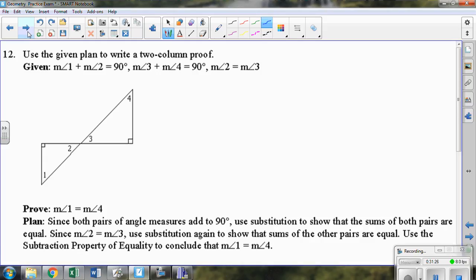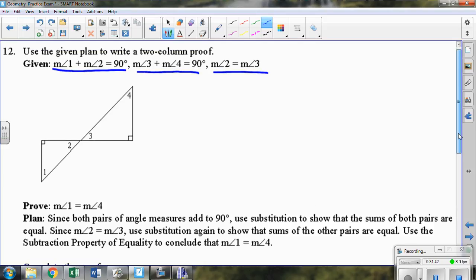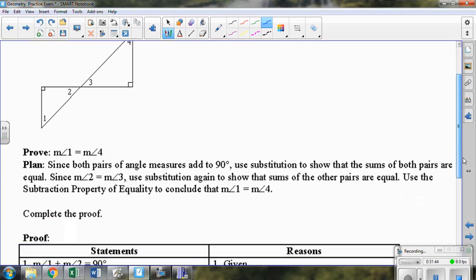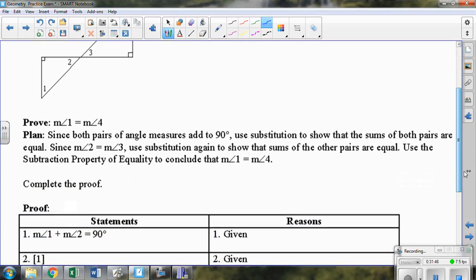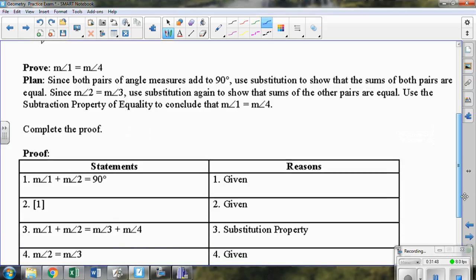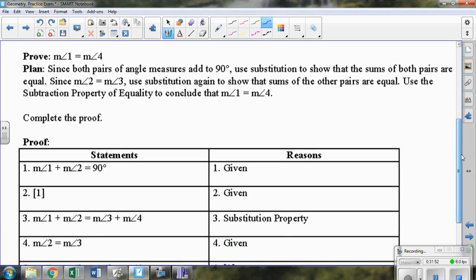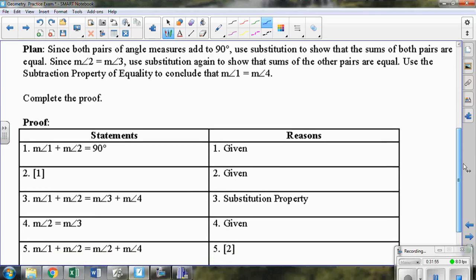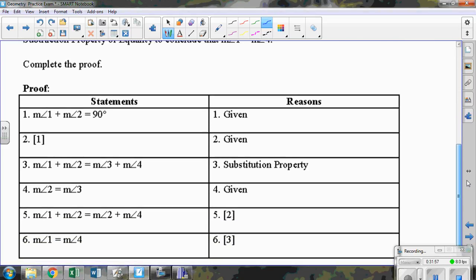Number 12, use the given plan to write up a 2-column proof. First of all, given, given, given. We have 3 pieces of given, and we're trying to prove that the measure of angle 1 would equal the measure of angle 4. Please remember that the plan doesn't tell you every tiny little detail. It's the big picture idea. Nevertheless, we can use the plan to write up the proof.